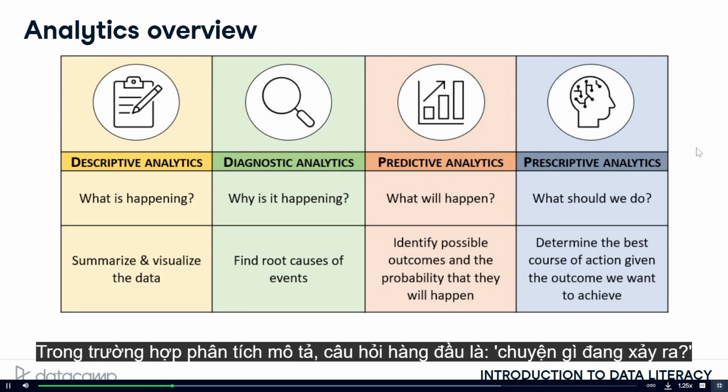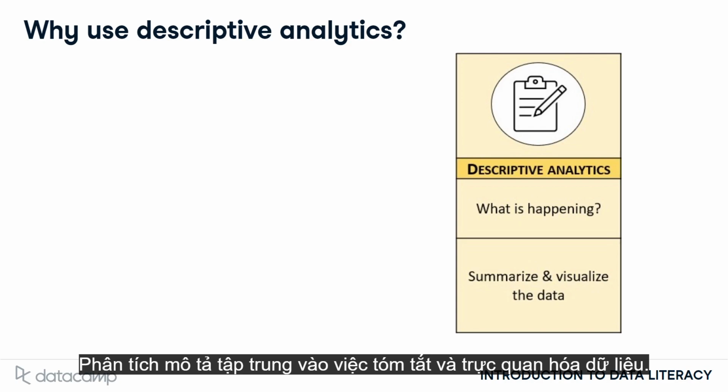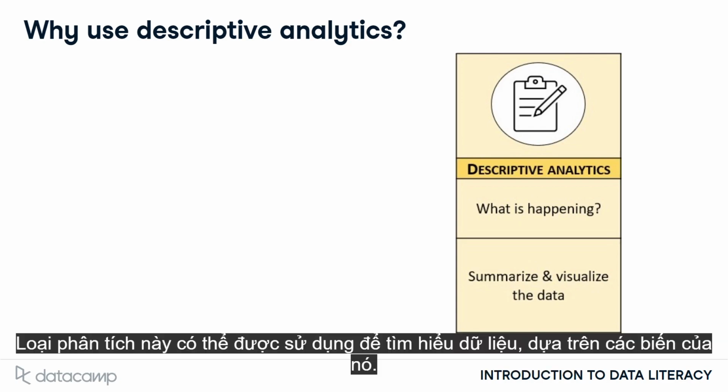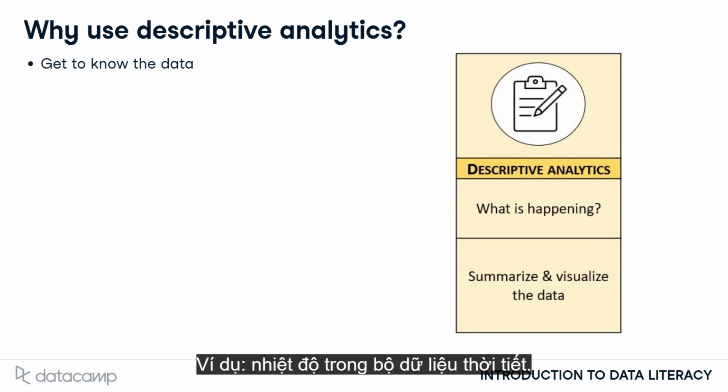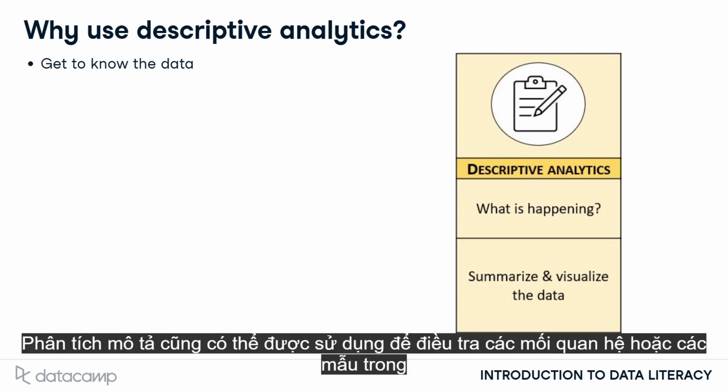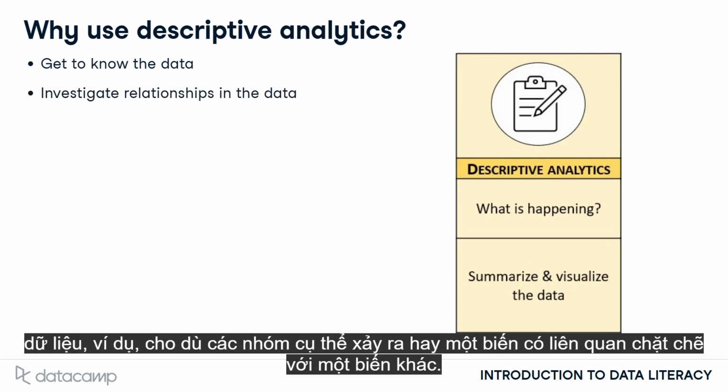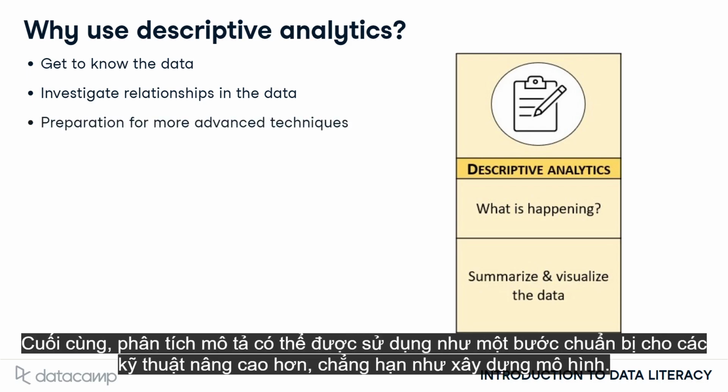In the case of descriptive analytics, the leading question is, what is happening? Descriptive analytics focuses on summarizing and visualizing the data. This type of analytics can be used to get to know the data based on its variables. Variables are the characteristics of interest we have measured or observed. For example, temperature in a weather dataset. Descriptive analytics can also be used to investigate relationships or patterns in the data. For example, whether specific groupings occur or one variable is closely related to another. Lastly, descriptive analytics can be used as a preparation step for more advanced techniques like building a model.